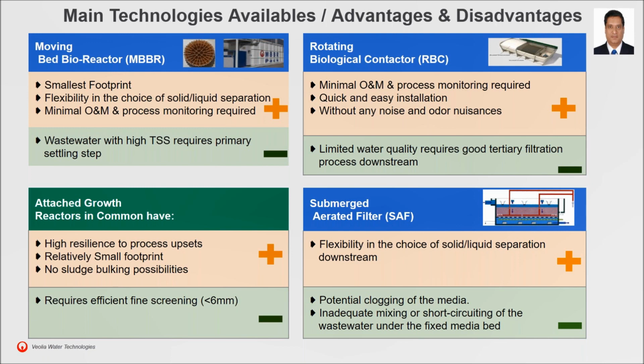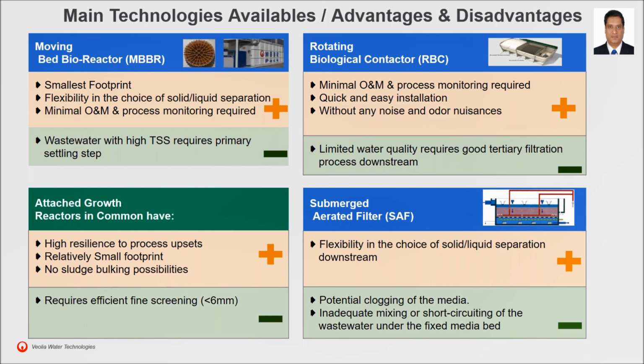The rotating biological contactors. For small units, this requires minimal operation and maintenance and process monitoring. They are very quick and easy to install. And like other technologies available, it doesn't produce noise or odor. Well, the quality that comes out from the RBC is such that it requires a good tertiary filtration process downstream.